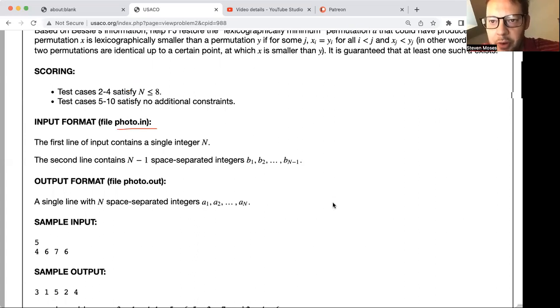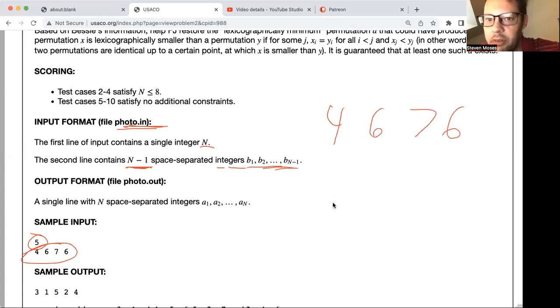Input format comes from photo.in, so you'll have to make a file reader. The first line of input contains a single integer n. It's like this 5 right here. The second line contains n minus 1 space-separated integers b1 up through b of n minus 1. That's these numbers right here. So that's what Bessie wrote down, 4, 6, 7, 6, for example.